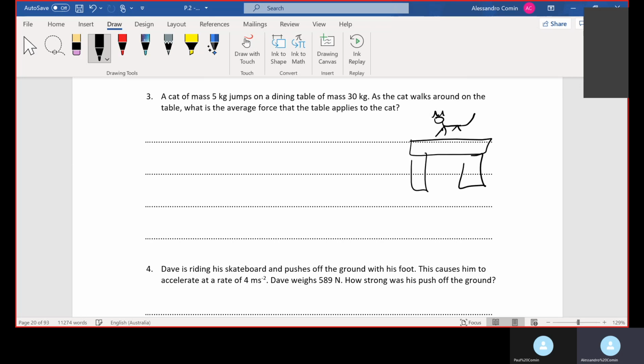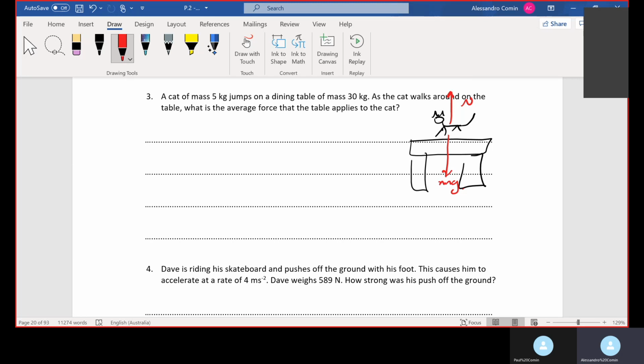So that's the table. As the cat walks around the table, the cat is technically exerting a weight force on the table. So the average force that the table applies to the cat is going to be the same force, but in the opposite direction. And this is the normal force. Because through Newton's third law, for every action is an equal and opposite reaction.